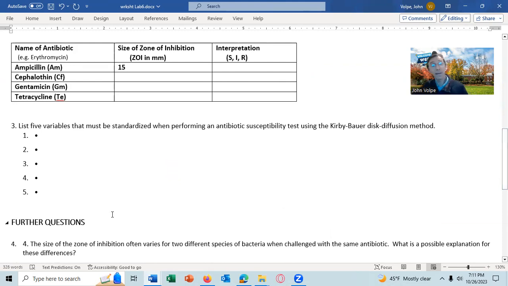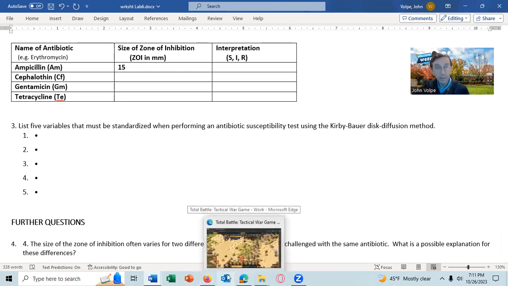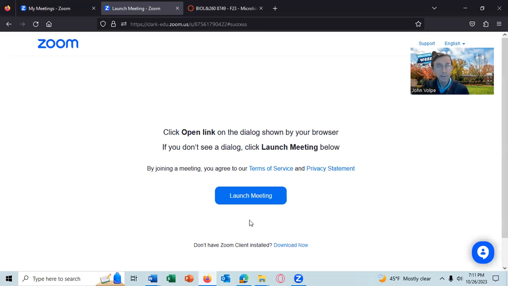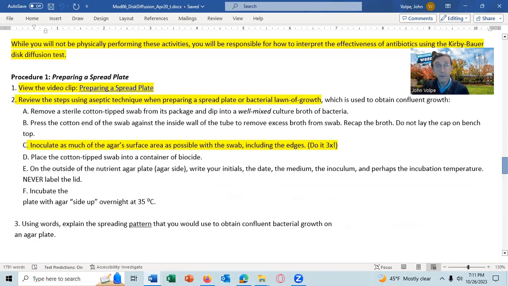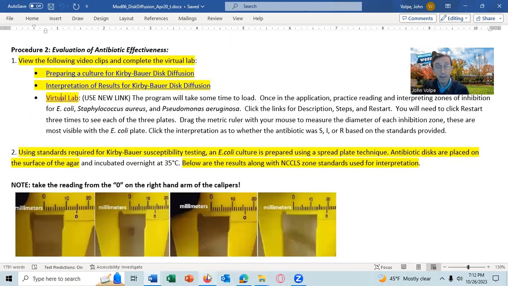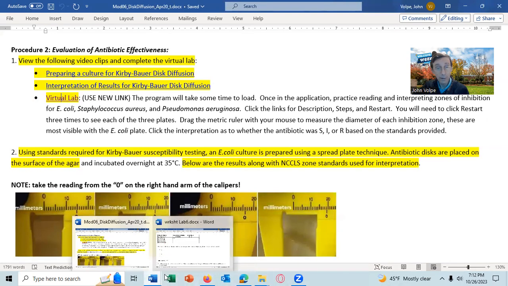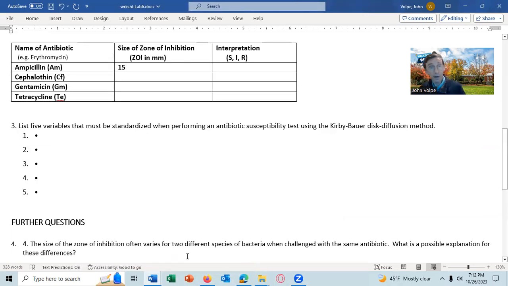All right. Then list 5 variables that must be standardized when performing the antibiotic susceptibility test using the Kirby-Bauer diffusion method. And these were given to you in a table in the lab module. It might have been discussed in the text as well. Oops, it's not here. Where is that? Right there. So it was in the lab module. Find the table and then give me at least 5 variables that must be standardized to perform the Kirby-Bauer test. Any question about that?